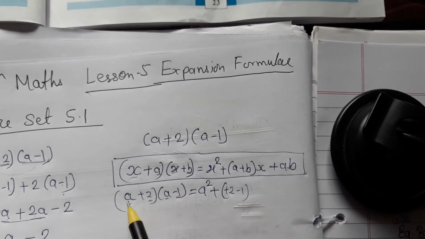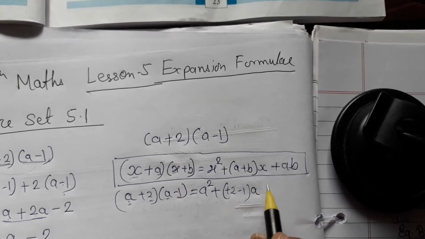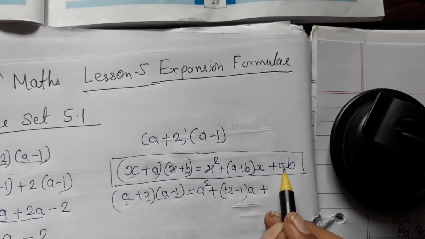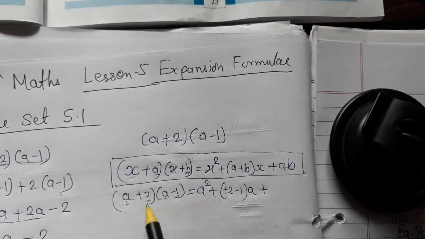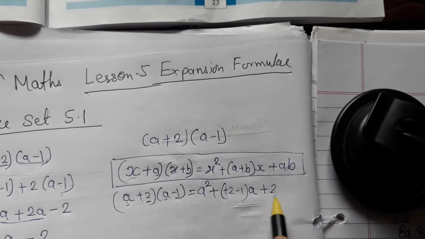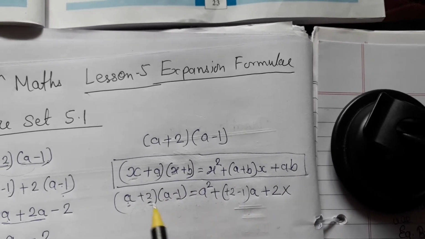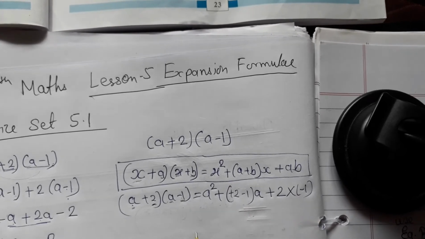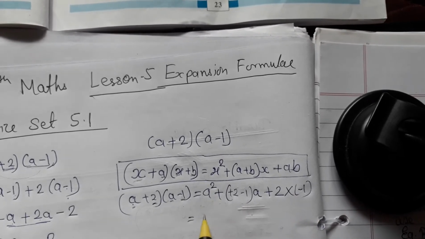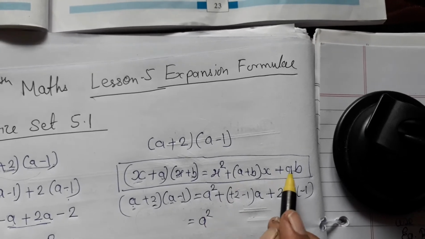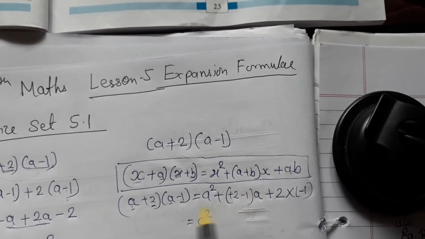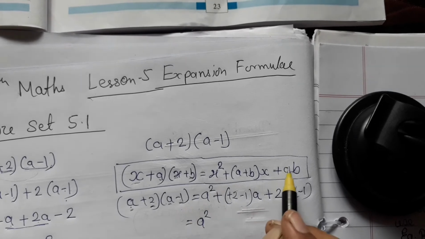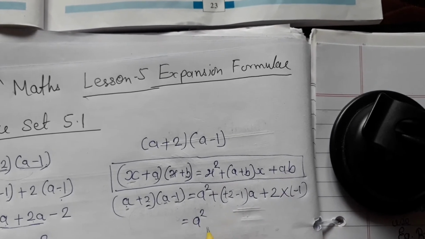x, what is x here? a. Plus ab. In our sum, a is 2 and b is minus 1. Let's solve. a². Once you put the numbers into the formula, then you can solve easily.